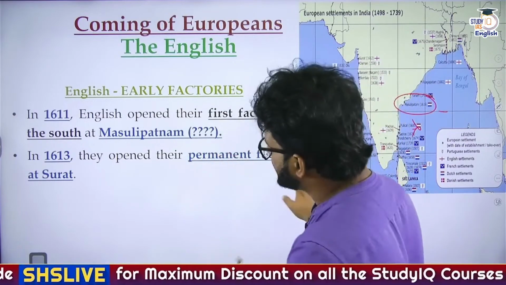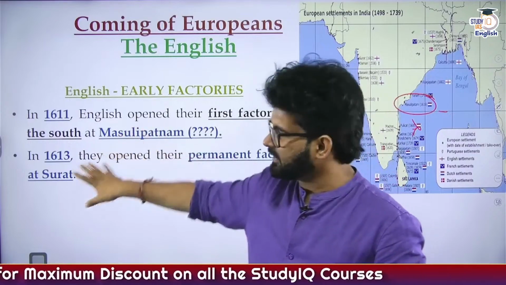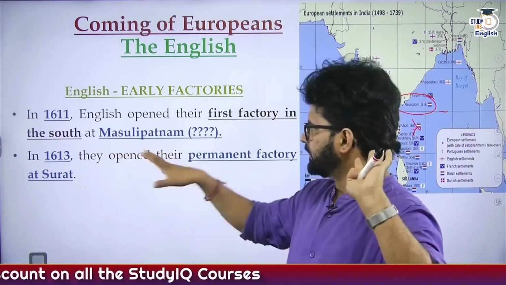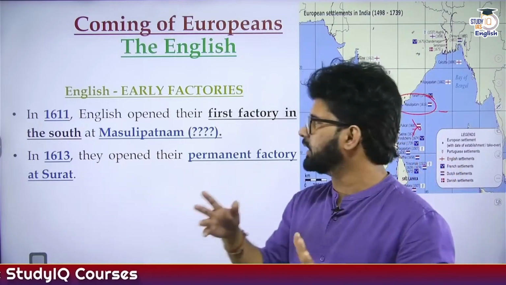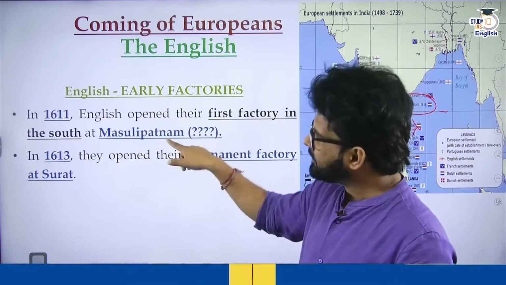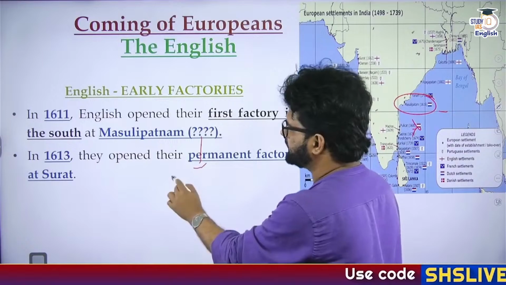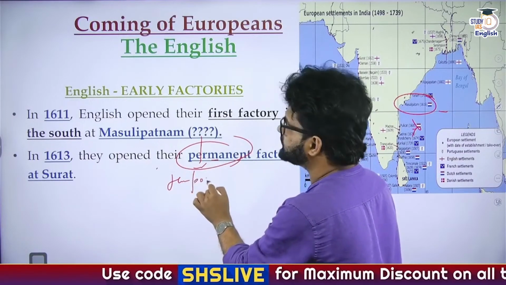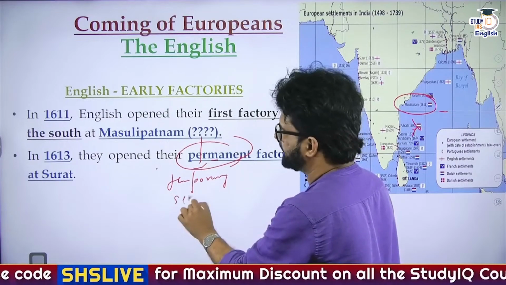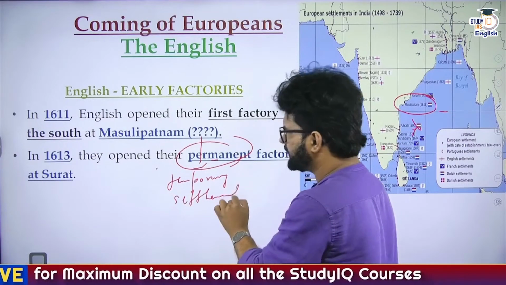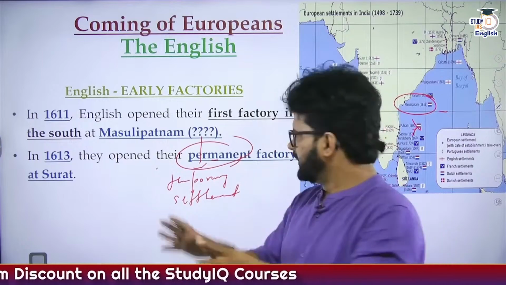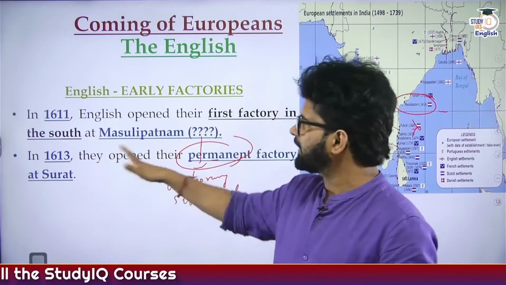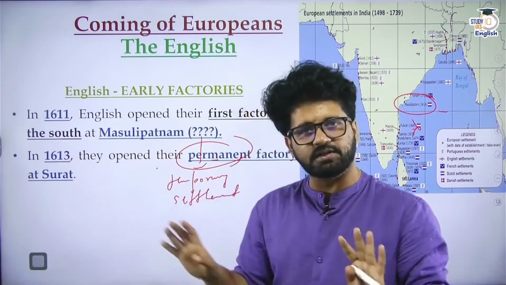Here there is a question mark, because we have talked about how the first settlement was Surat, 1613. In 1611, they established a factory in Masulipatam, but it is a temporary settlement, not a permanent one. Here you can see permanent factory, and the settlement in Masulipatam is a temporary settlement. That's why there is a question mark, so that you don't get confused. The first permanent settlement or permanent factory of the English in India is Surat in 1613.